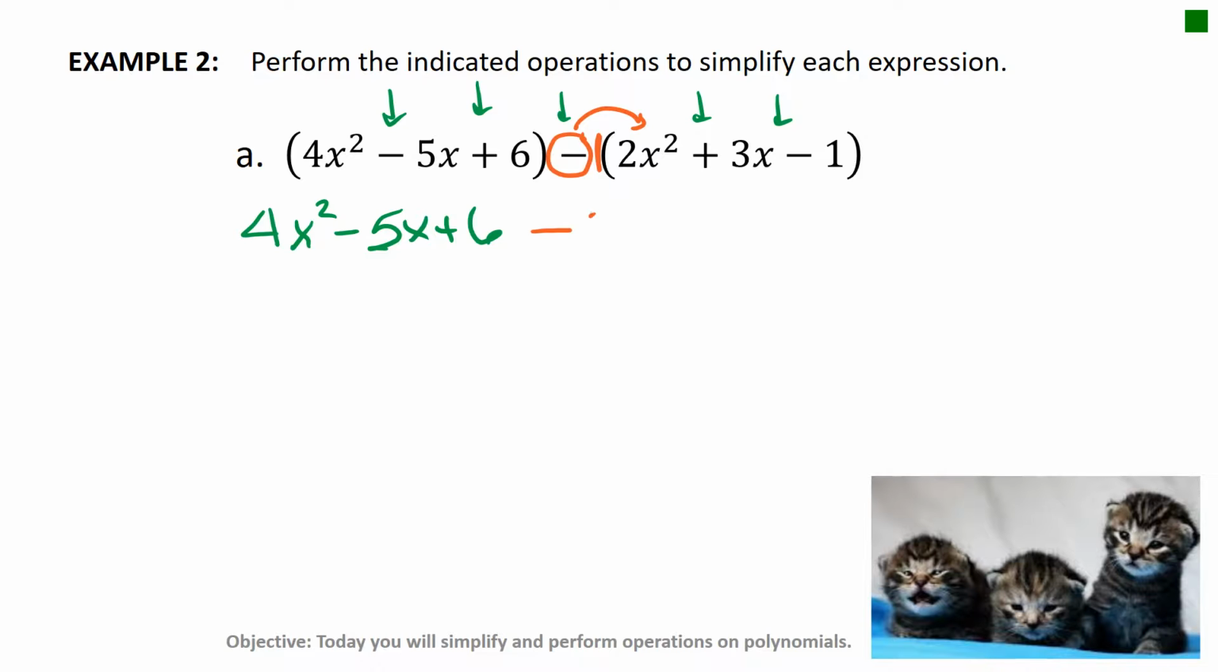That's going to give you a negative 2x squared. Take that negative and distribute it. Remember, that means multiply. Negative 3x. Take that negative and distribute it. It turns it into a positive 1. Now we're going to combine like terms.